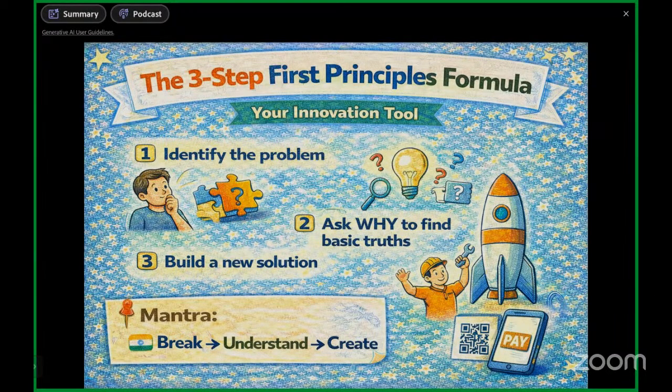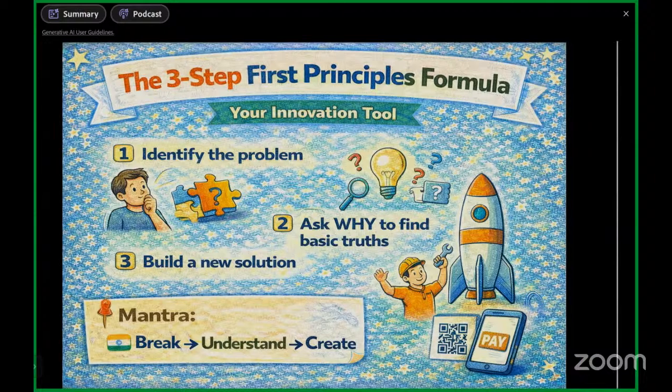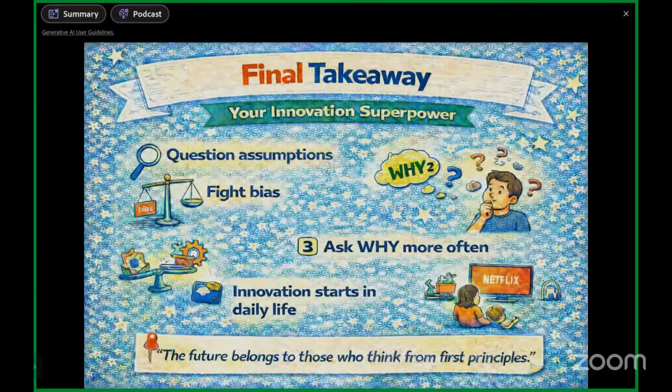So, with this, we end today's first principle thinking training module. The final takeaway I want you to take away is question assumptions. Any assumption that you feel like is thrown at you, question them. Any bias that you have in your mind, you fight it. Don't take anything for granted. Ask why. Ask why again and again, more often.